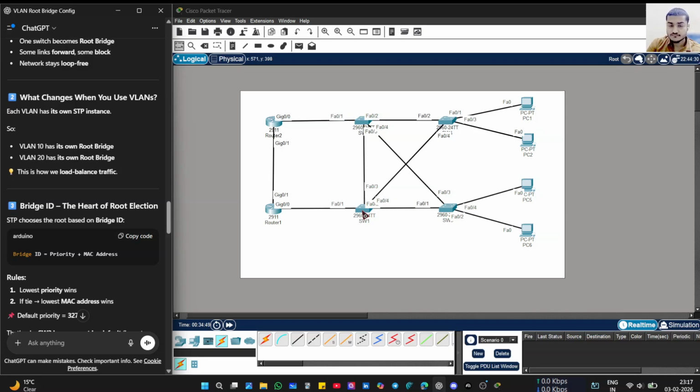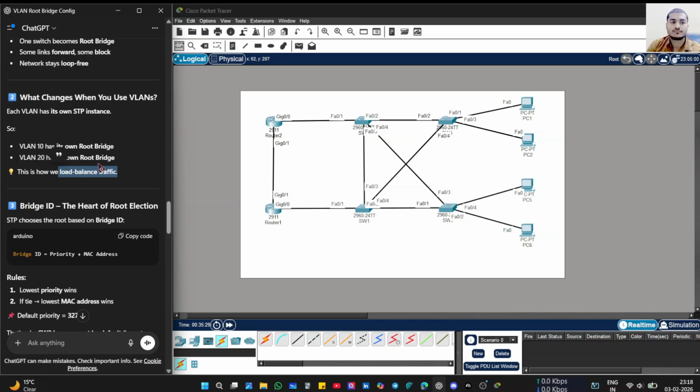In the same way but differently, switch 2 is going to act as the primary root bridge for VLAN 20 and the secondary root bridge for VLAN 10. It's the opposite of this, so that is what we are going to configure. VLAN 10 has its own root bridge, and VLAN 20 has its own root bridge. That is how we load balance traffic.